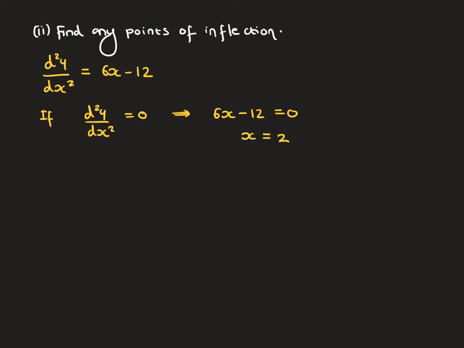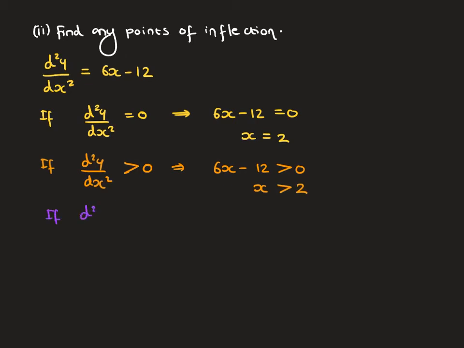Now, if we set d2y by dx squared greater than 0, this leads me to 6x minus 12 greater than 0, which gives me x is greater than 2.